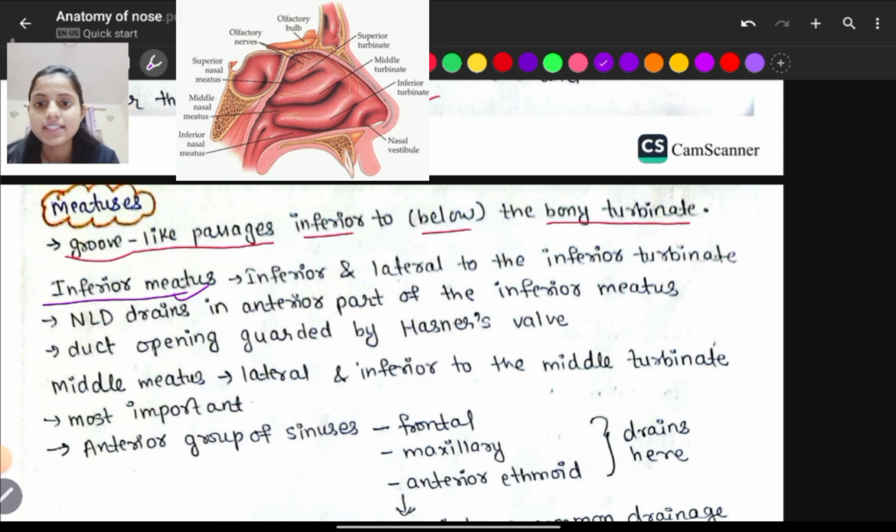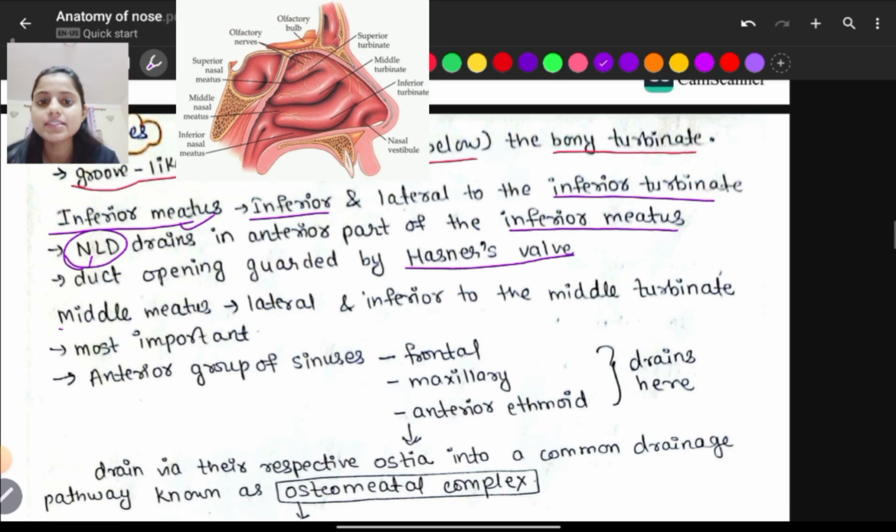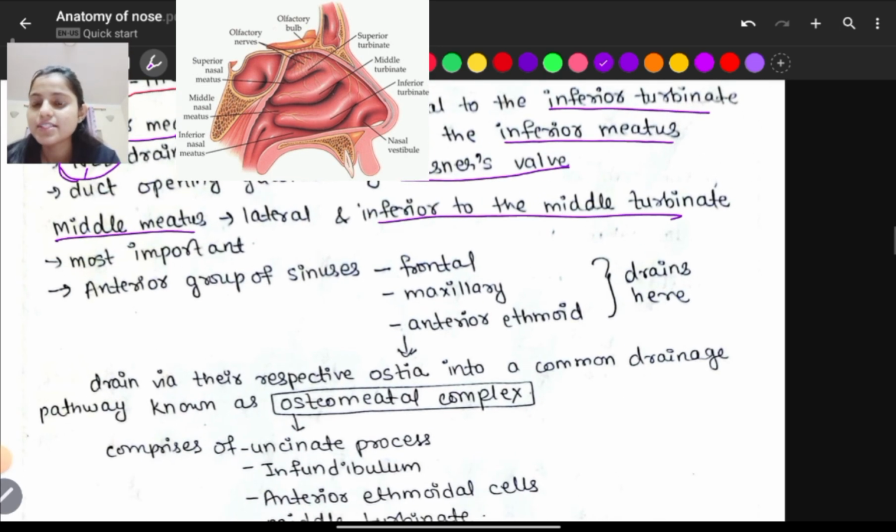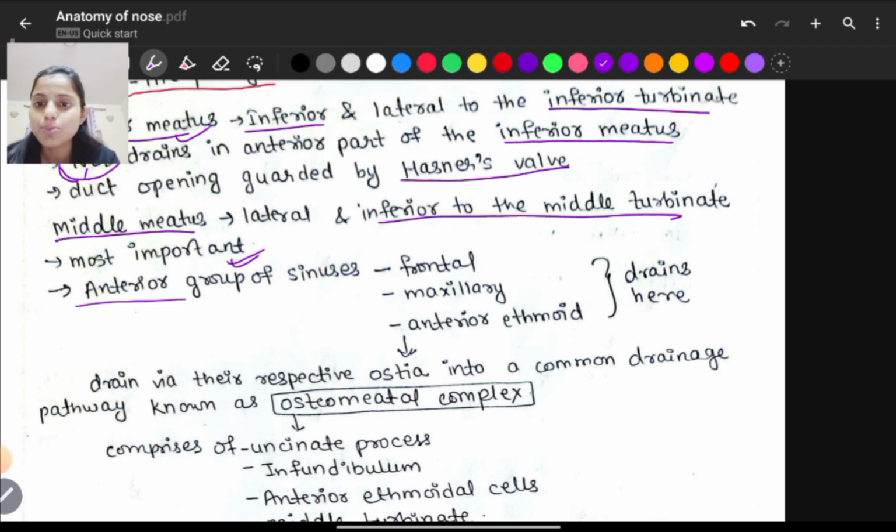The inferior meatus is inferior to the inferior turbinate. The nasolacrimal duct drains in the anterior part of the inferior meatus, and this duct opening is guarded by Hasner's valve. The middle meatus is inferior to the middle turbinate. The middle meatus is the most important because many structures lie here. The anterior group of sinuses, like the frontal sinus, maxillary sinus, and anterior ethmoidal sinus, drain in the middle meatus.